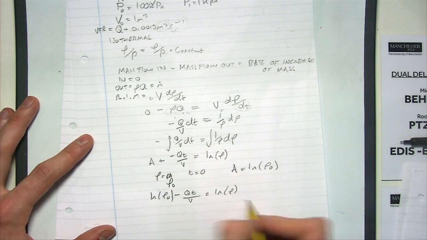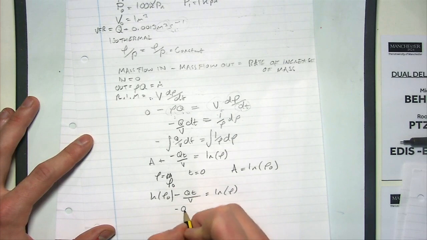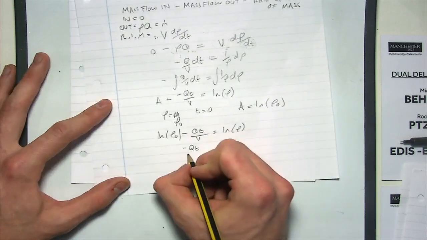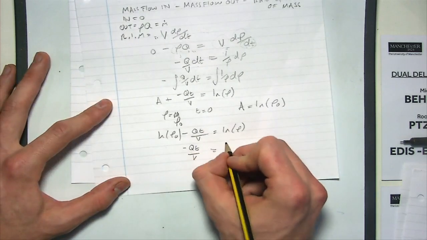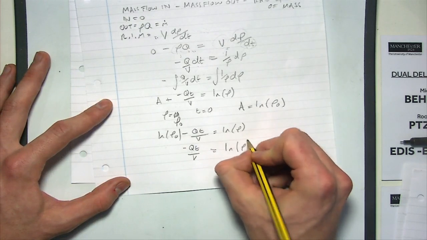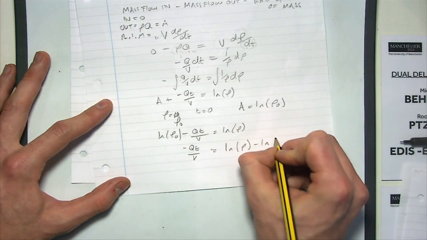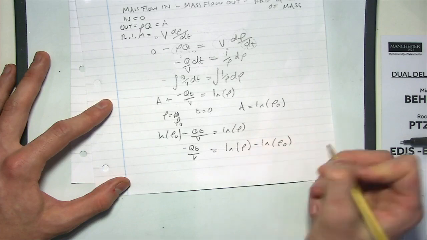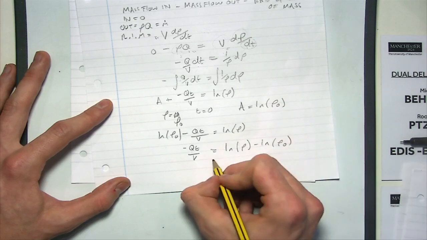And then we can move things around. So we can say that minus qt over v, I know it's late, I'm feeling it too. We'll be done soon, and then you can all run home. It's Friday after all.